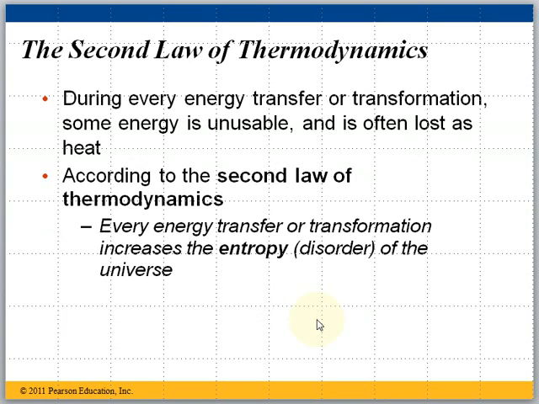So the first law of thermodynamics is usually one that people understand: energy is not created or destroyed, it is conserved. The second law people get a little confused about. The second law says that every energy transfer or every energy transformation is not 100% efficient, and so it increases what we call entropy, or disorder, of the universe.